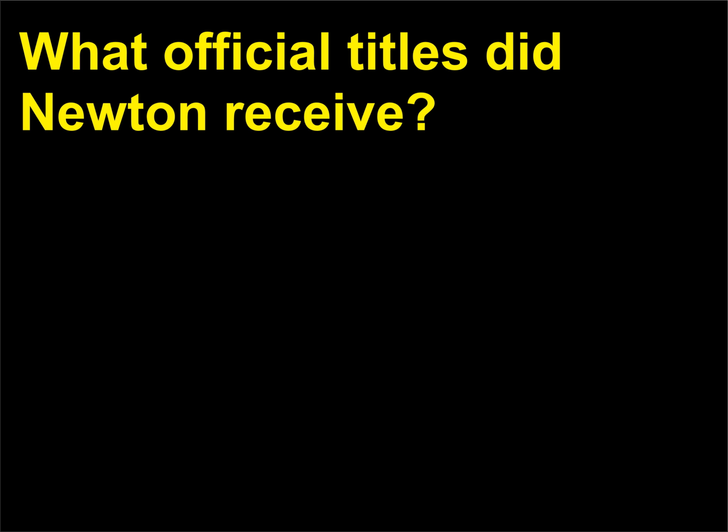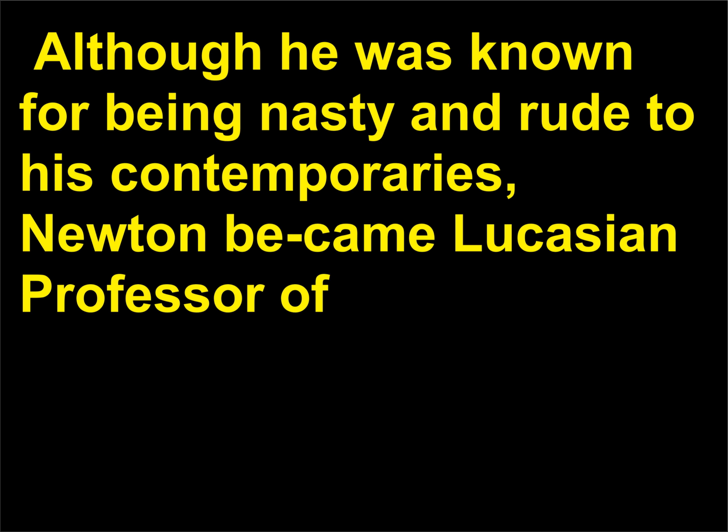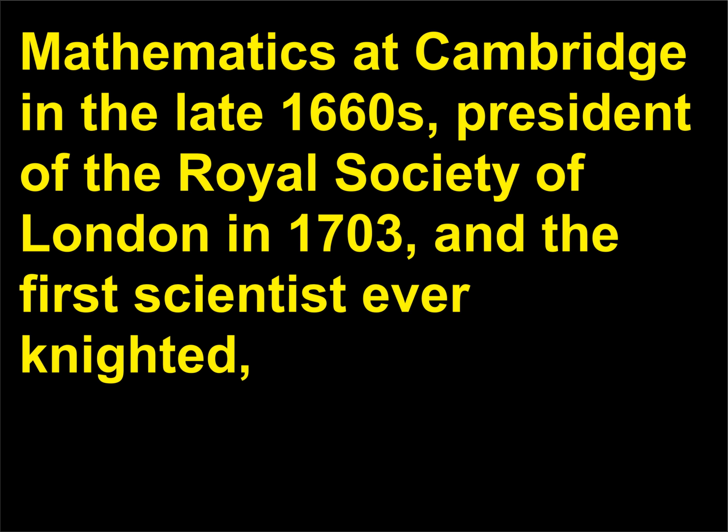What official titles did Newton receive? Newton was extremely well respected in his time. Although he was known for being nasty and rude to his contemporaries, Newton became Lucasian Professor of Mathematics at Cambridge in the late 1660s, President of the Royal Society of London in 1703, and the first scientist ever knighted.